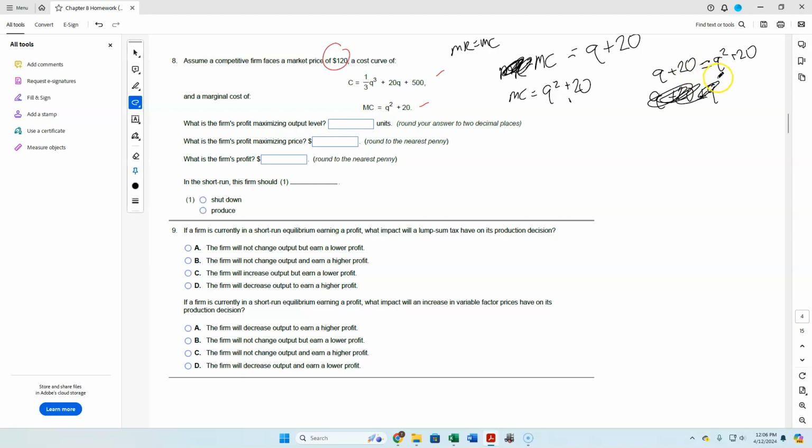Okay, so subtract 20 from both sides, Q equals Q squared. Well, we can't have that, so where did we make a mistake? Give me a moment here. I'll pause it while I try to figure out where I made my mistake. It's because I'm trying to do this quickly.